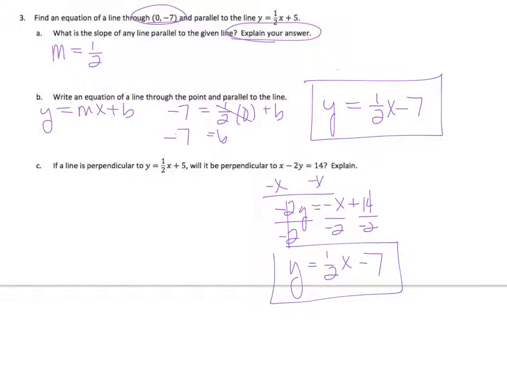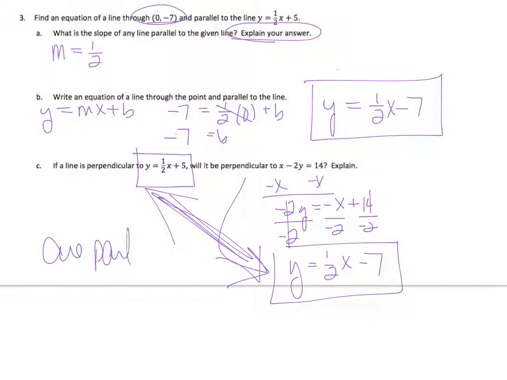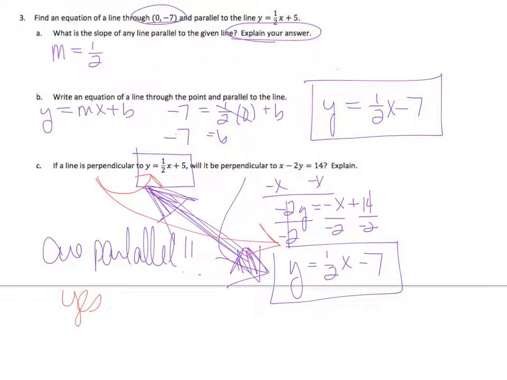If a line is perpendicular to this line, will it be perpendicular to this one? Well, these two lines are parallel. Since these two lines are parallel, if a line is perpendicular to this one, it's going to be perpendicular to that one. So yes. If a line is perpendicular to one line and these lines are parallel, it's perpendicular to the other.